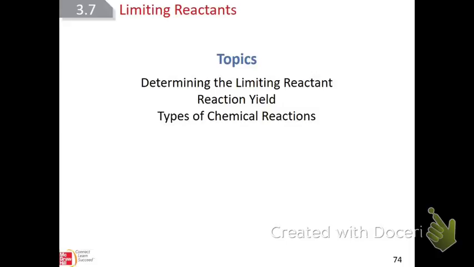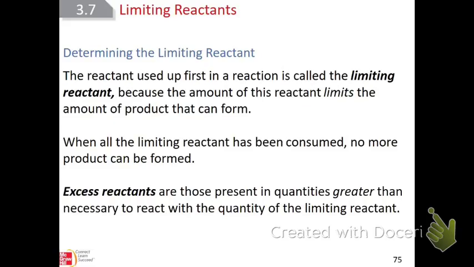But let's quickly finish chapter 3. Limiting reactants are also known as limiting reagents, and then she calls this reaction yield, and then she finishes out with types of chemical reactions, which really does not belong in chapter 3. It is really the focus of chapter 4. So I'm going to use that as a jumping off point for chapter 4. But let's begin with the last thing.